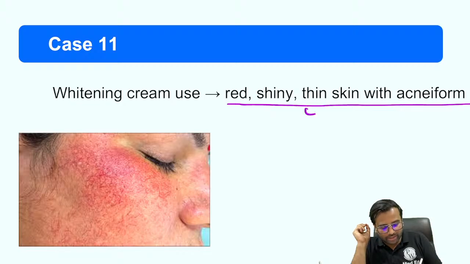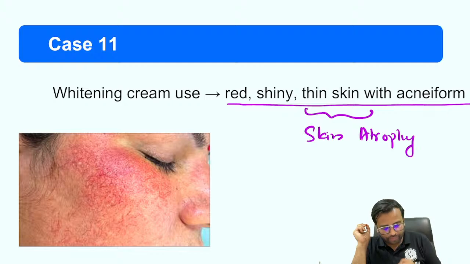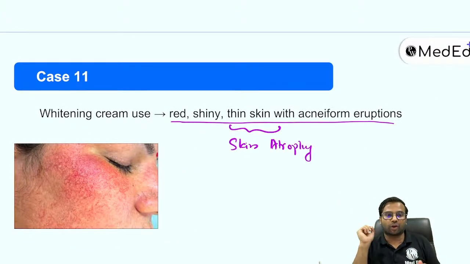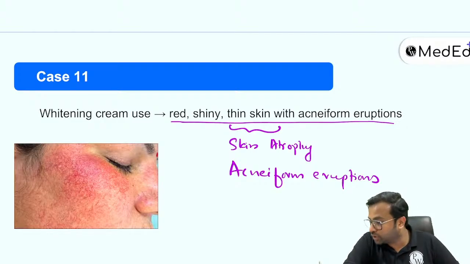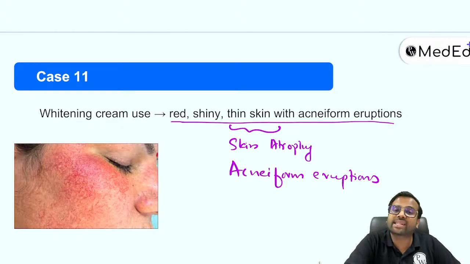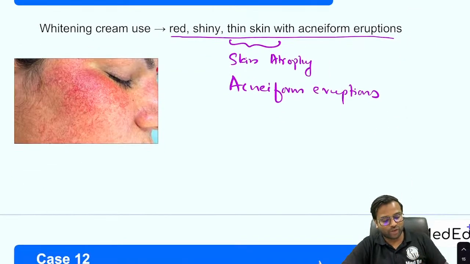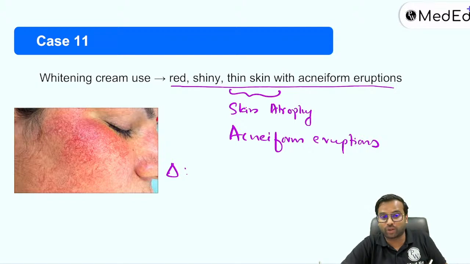So what do you mean by thin skin? Thin skin means skin atrophy. Okay, it means that there is skin atrophy, and along with that, acneiform eruptions are happening. So Fatimatun Nisa has got the right answer now. She's saying it is TSDF. What is this TSDF? What is the full form of TSDF? It's an amazing, very good diagnosis. The diagnosis is going to be TSDS.